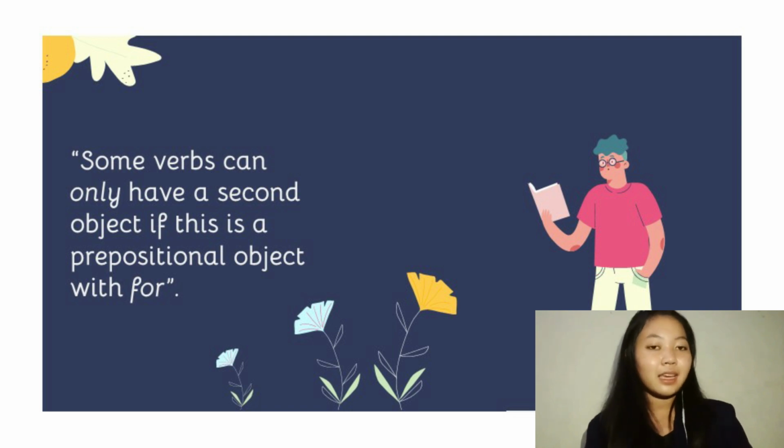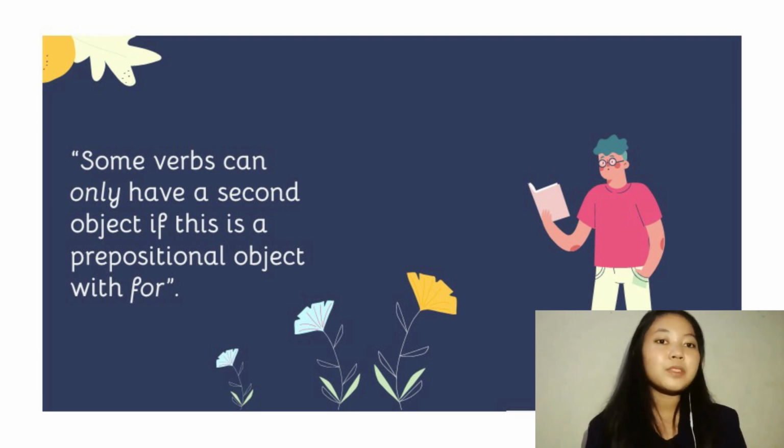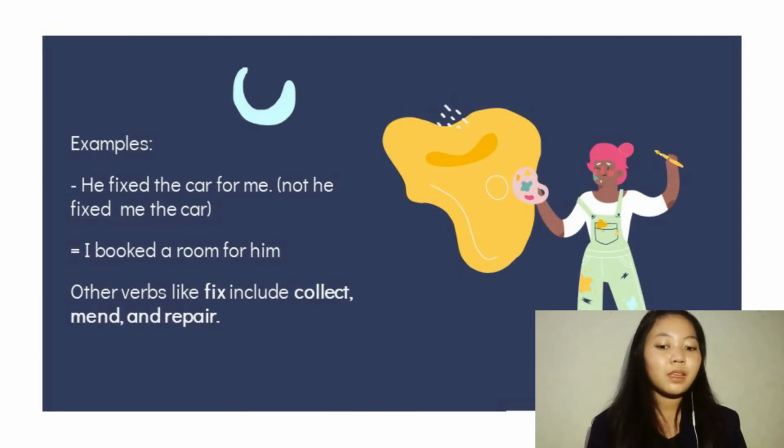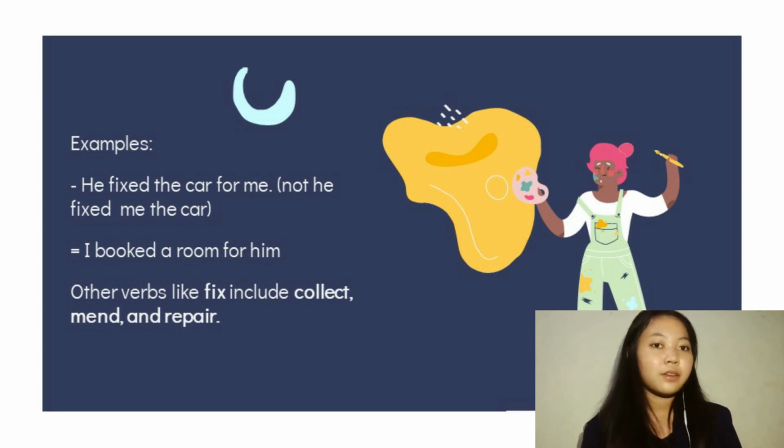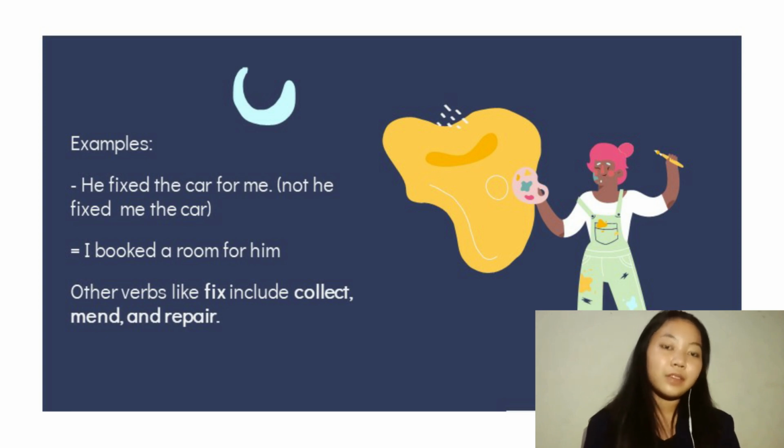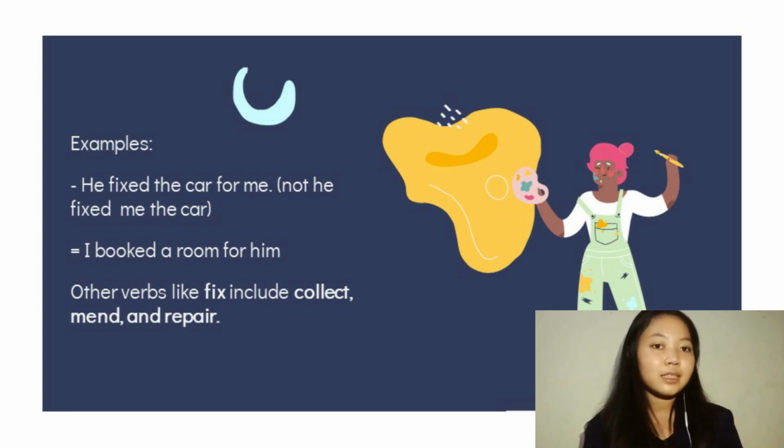And then the last thing is, some verbs can only have a second object if this is a prepositional object with for. For example, he fixed the car for me, not he fixed me the car. And then I booked a room for him. Other verbs like fix include collect, mend, and repair.